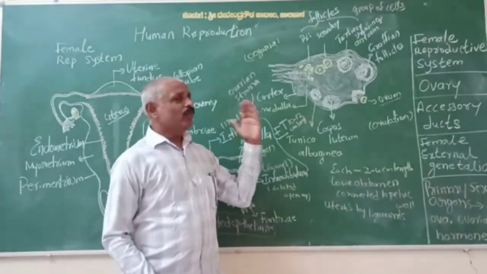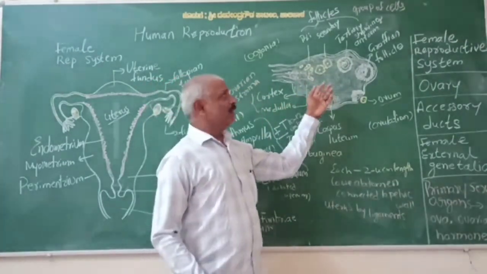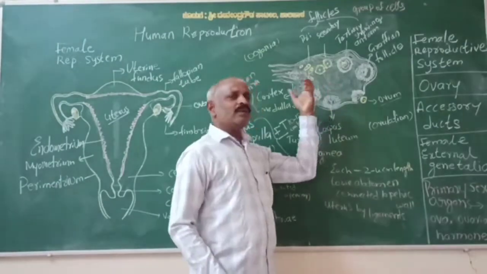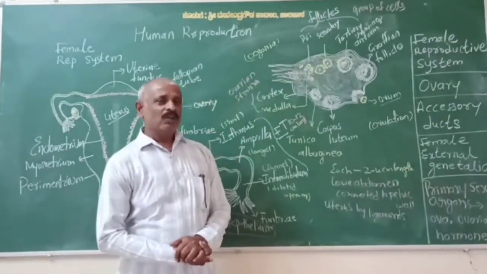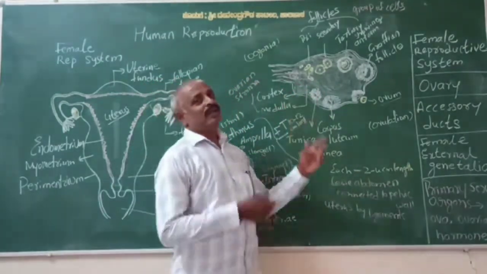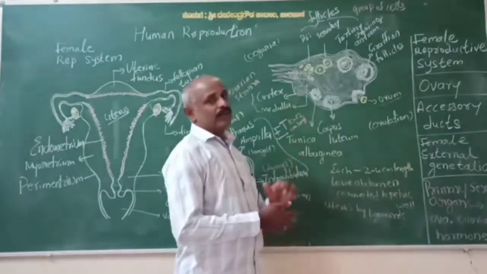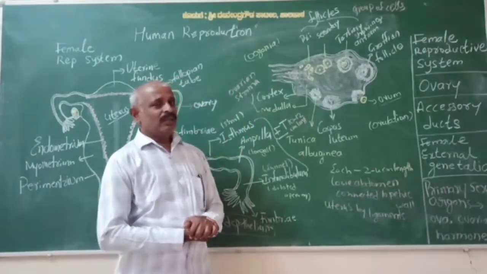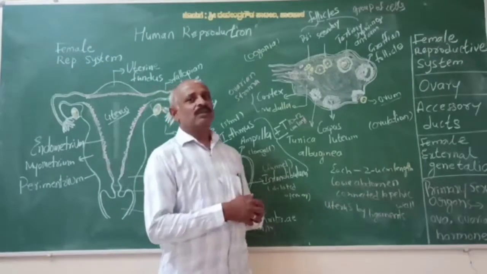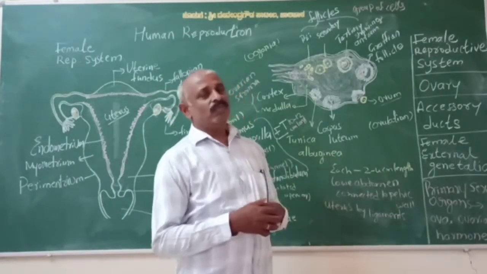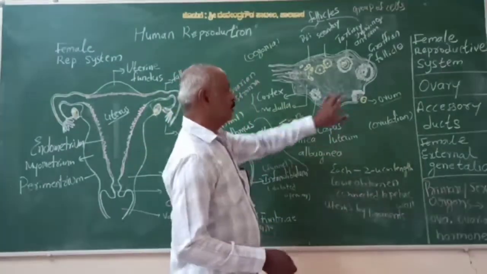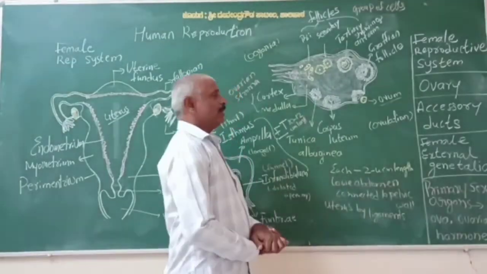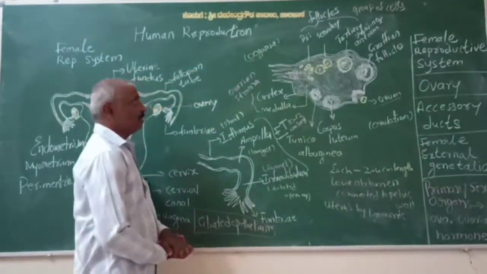We have a rat ovary section. You observe this same structure, and it is kept for identification. We have kept this slide for spotting. When the lab starts, we are going to observe this structure. You will get to see the slide with this structure.